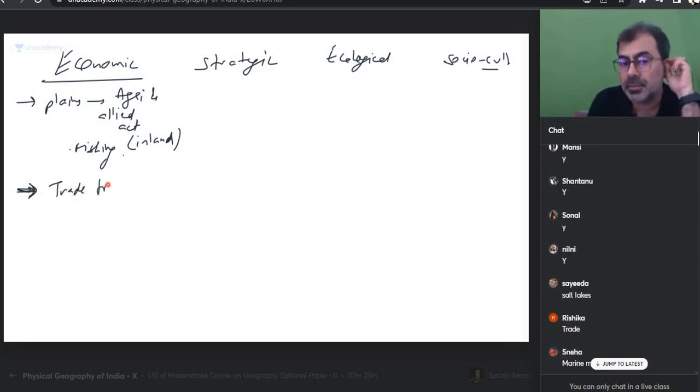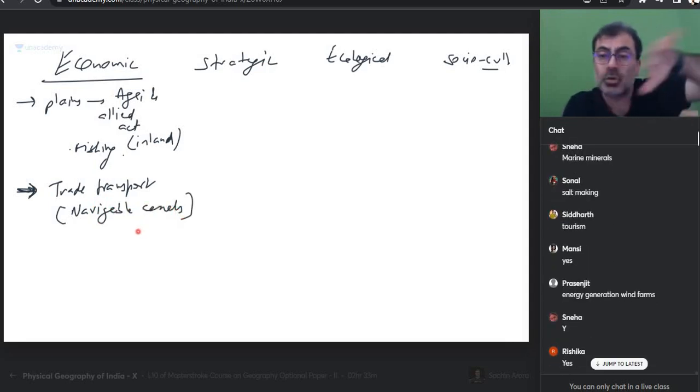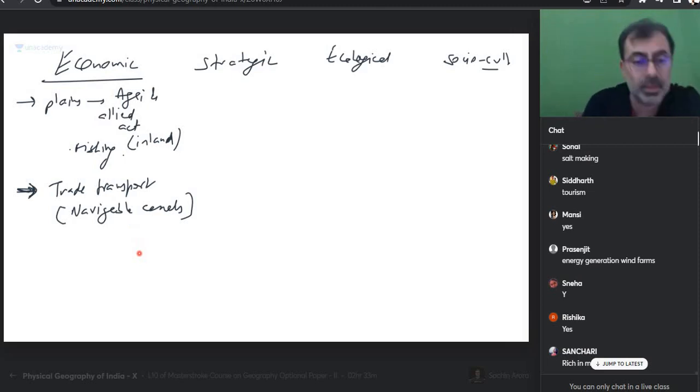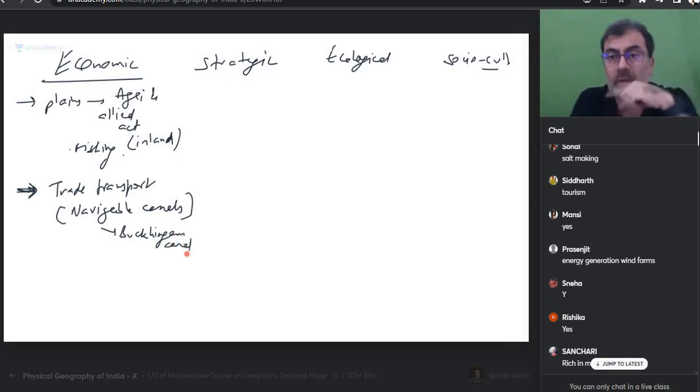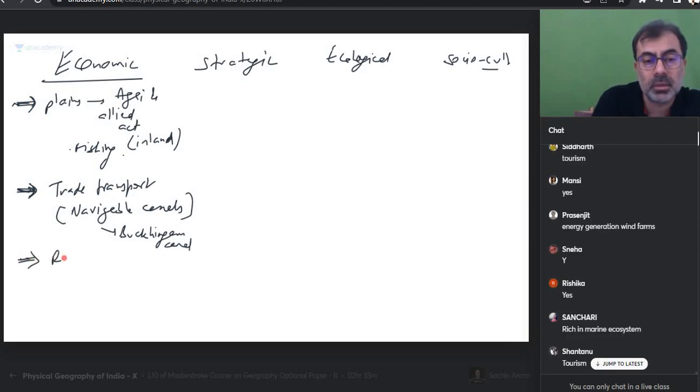Trade transport. Do you know navigable canals? Navigable canals are there. We have a west coast canal, Kerala region. East पर क्या है? तमिलनाडु में famous canal बकिंगम canal. बकिंगम canal. कभी मौका मिले तमिलनाडु के कोस्ट पे तमिलनाडु पौंडीचेरी रन करो, you will find this canal very beautiful. East coast highway के साथ चलती है. West coast में केरला वालों ने क्या किया हुआ है? Those backwaters, those lagoons they have connected. So that's there. ठीक है? और क्या economic activity? बहुत सारे resources भी हैं इसमें.